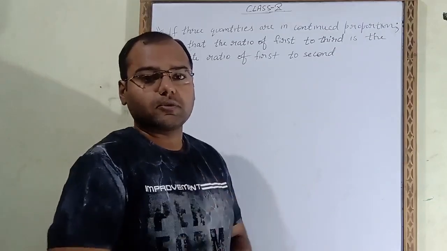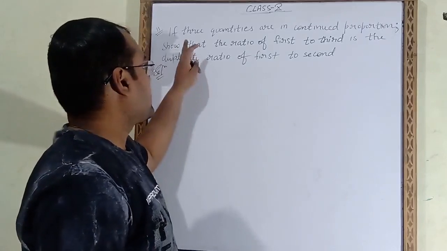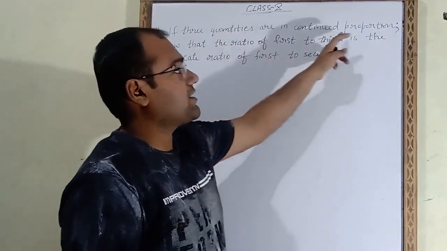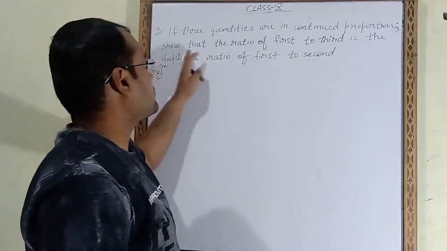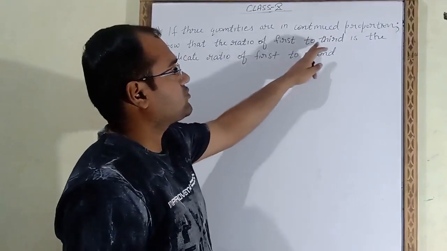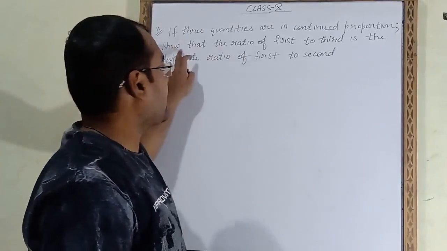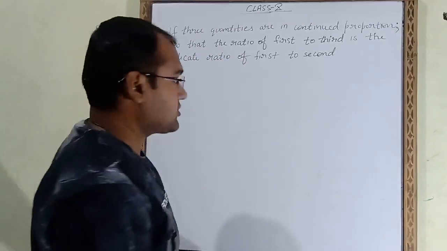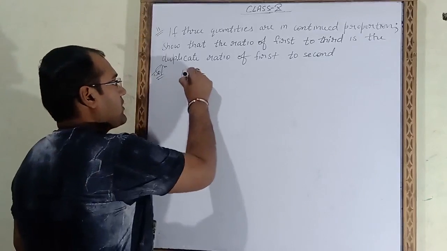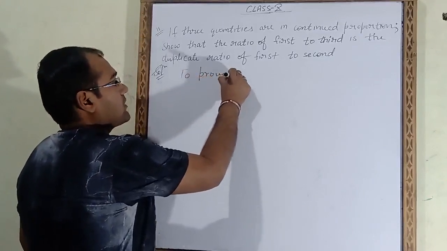Now see this question number 11. If three quantities are in continued proportion, then show that the ratio of first to third is the duplicate ratio of first to second. So we have to show that. That means we have to prove. So first of all we have to write what we have to prove.